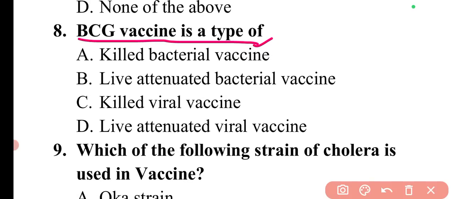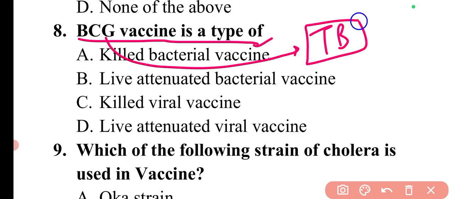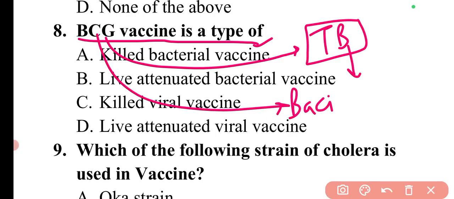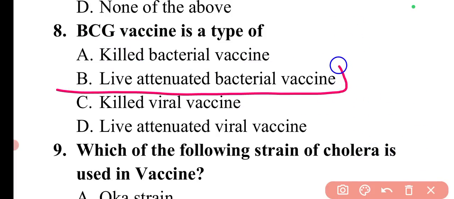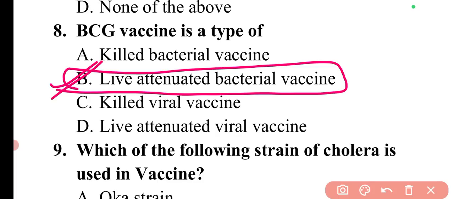BCG vaccine is a type of, so BCG vaccine is a vaccine for tuberculosis, and BCG stands for Bacillus Calmette-Guerin. It is a type of live attenuated bacterial vaccine. It provides immunity against bacteria.